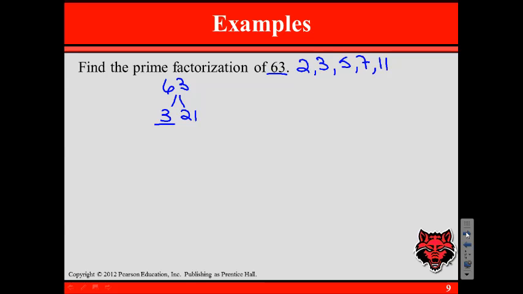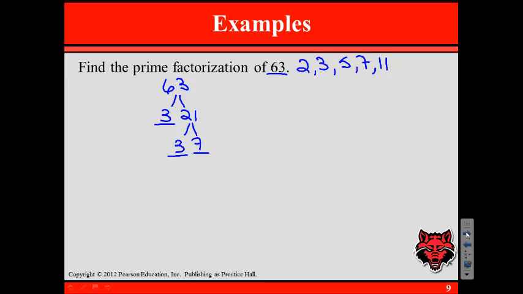So we're going to do to 21 what we just did to 63. And that is divide 21 by prime numbers until we have a whole number solution. So we divide by 2. That would give us 10.5, a decimal. We don't like that. We divide by 3, and we see that 21 divided by 3 is 7. 3 is a prime number. If we look at our list, 7 is a prime number. And once we have all prime numbers at the ends of our branches on our factor tree, we are finished.